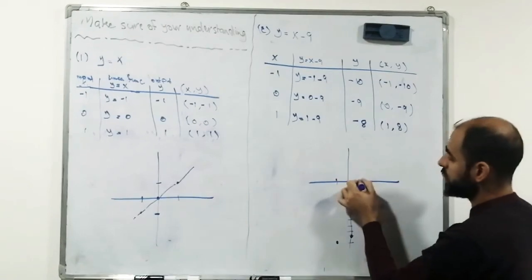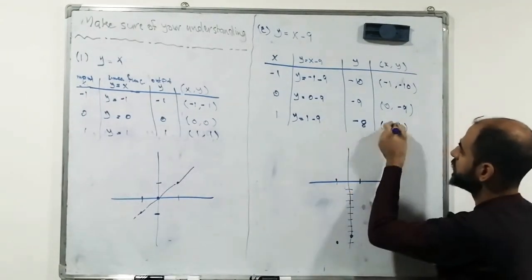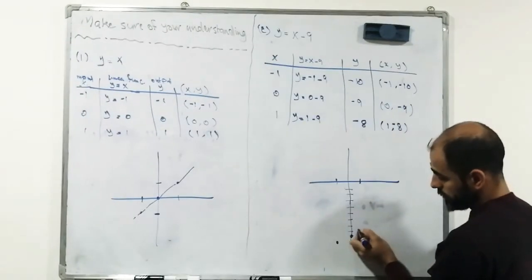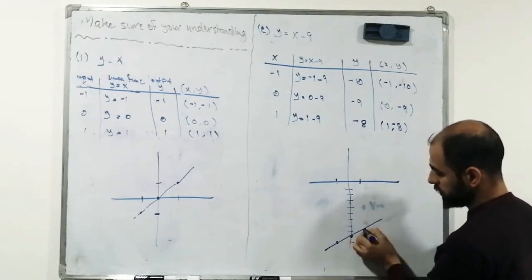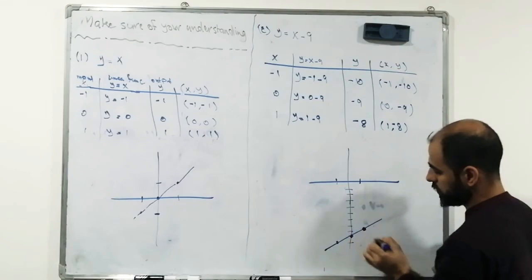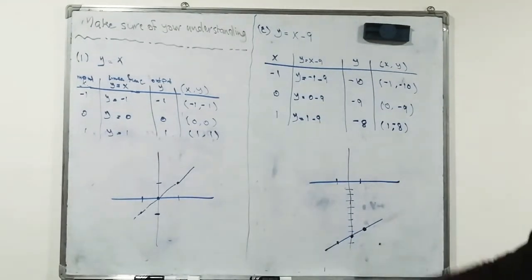The third one is minus 8. This is the third point. So this is the drawing, or the sketch, of the linear function y equals x minus 9.